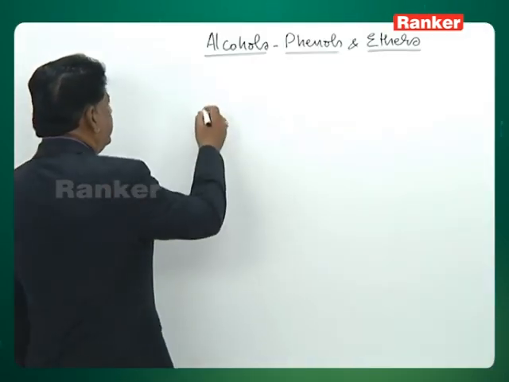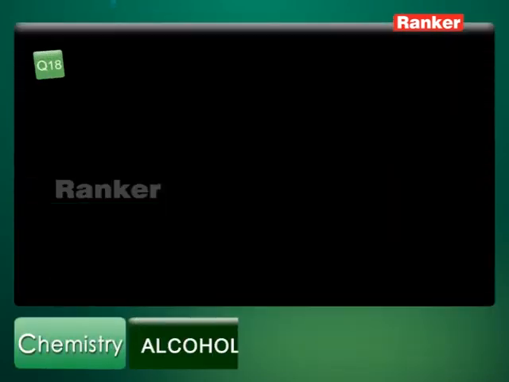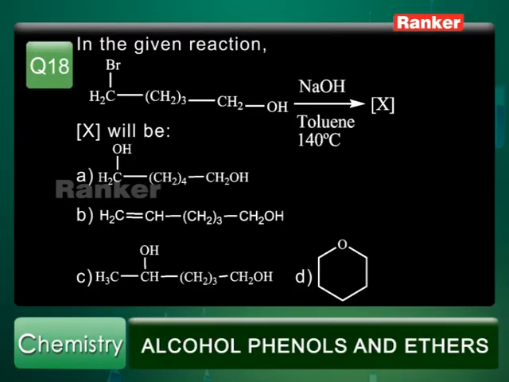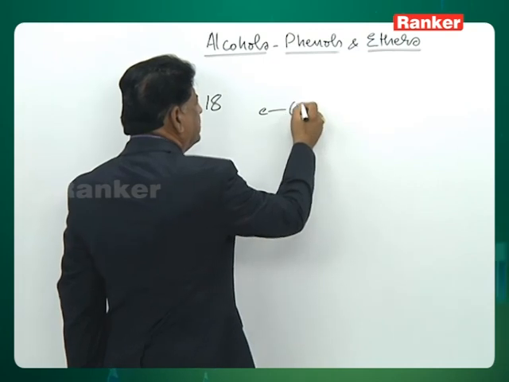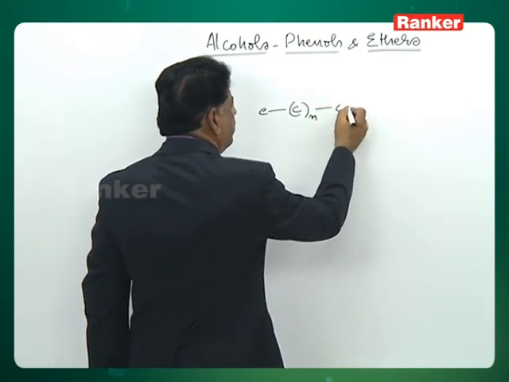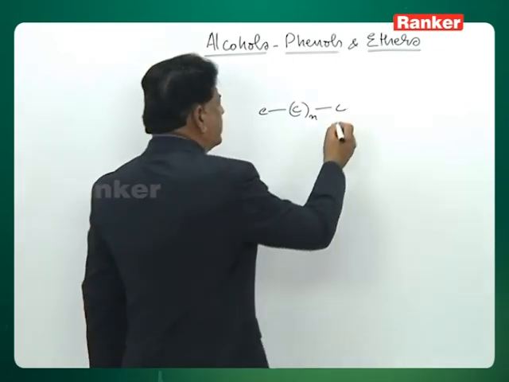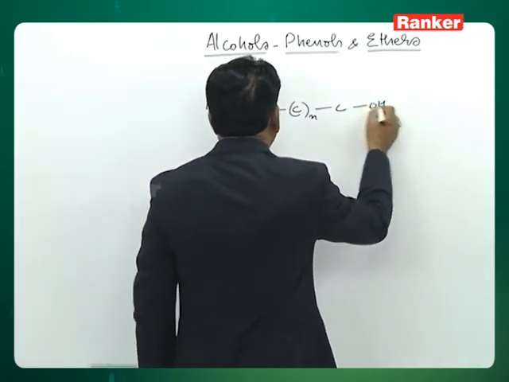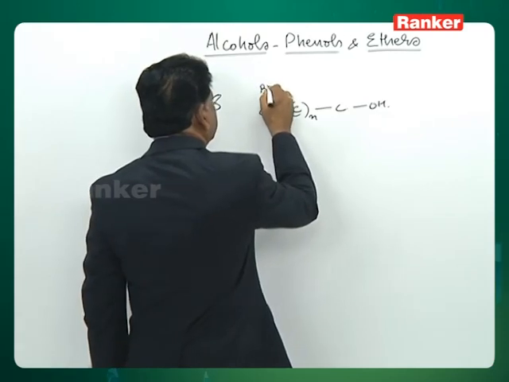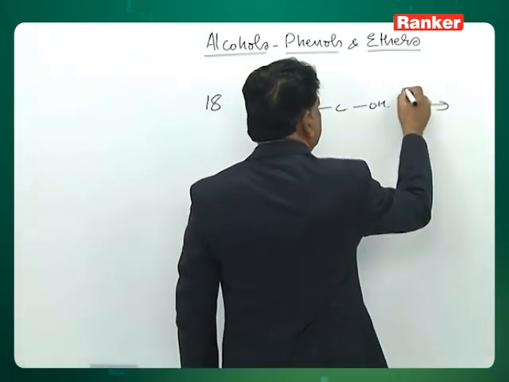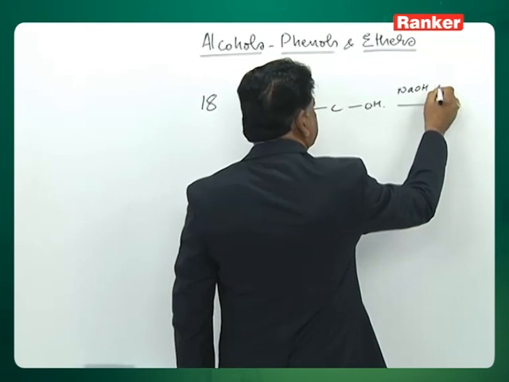Next question, that is the 18th question. In the given reaction, there is a carbon chain with a certain number of carbons followed by one more carbon, and then we have a hydroxy group. Here there is a bromine. The compound is treated with aqueous sodium hydroxide.